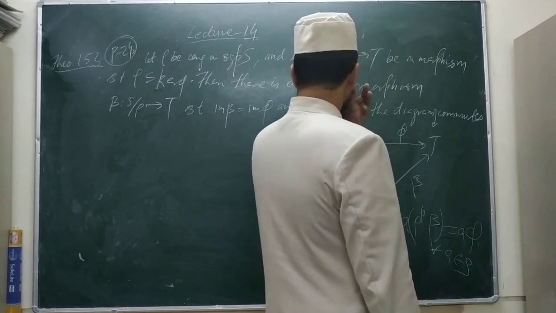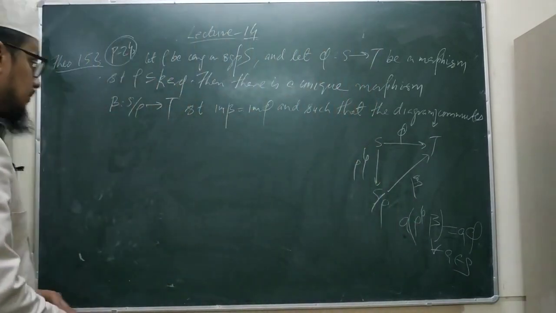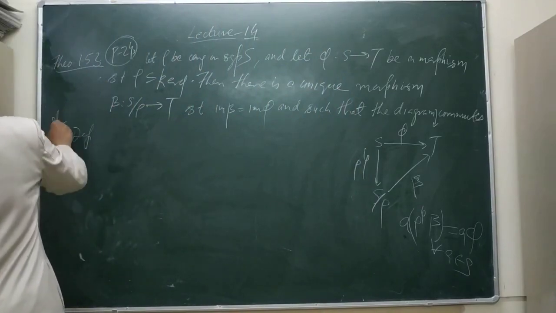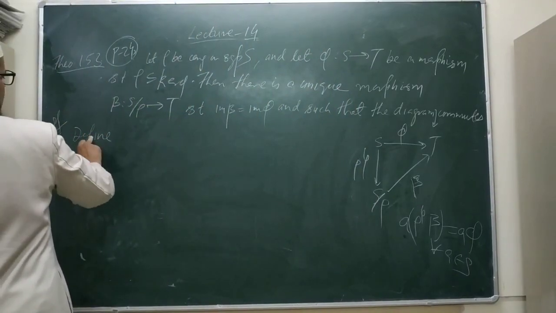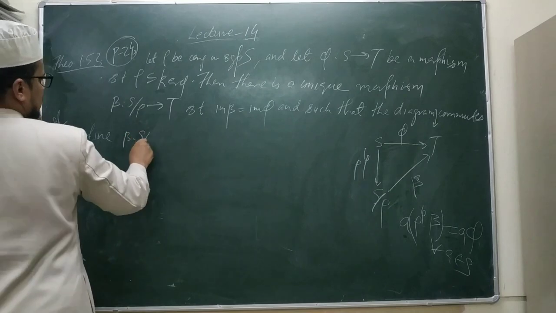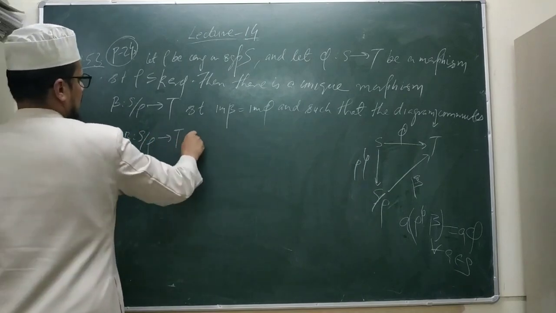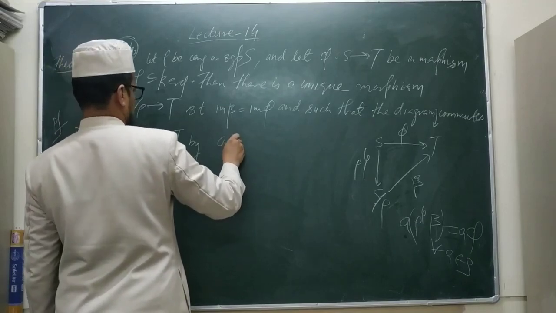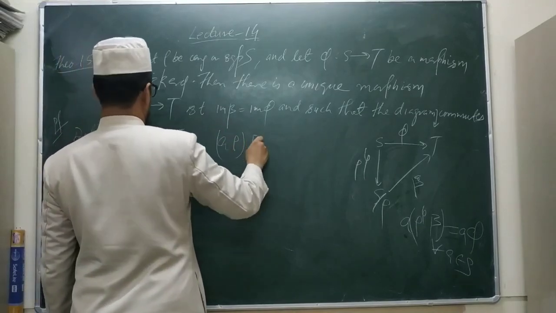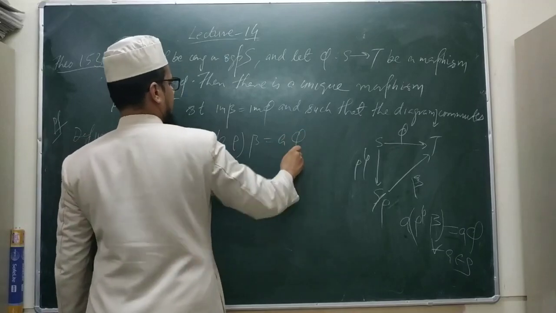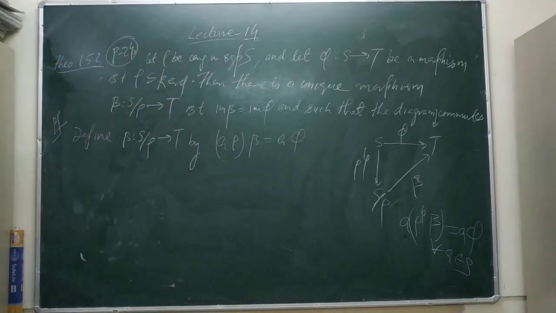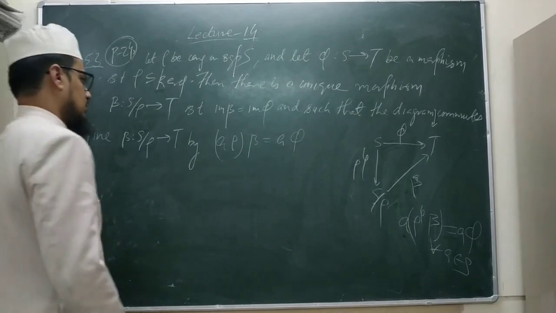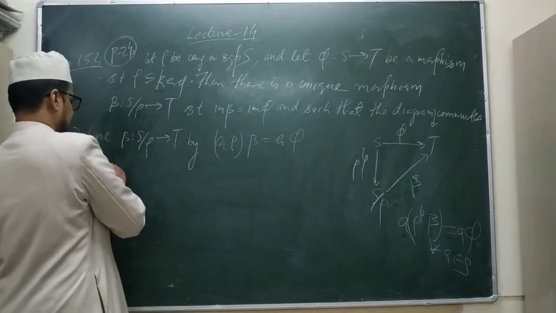We'll focus first on proving the morphism here. So the proof: define beta from S by rho to T by A rho beta is equal to A phi. Well, first we have to check whether this map is well defined or not. You see, beta is well defined.